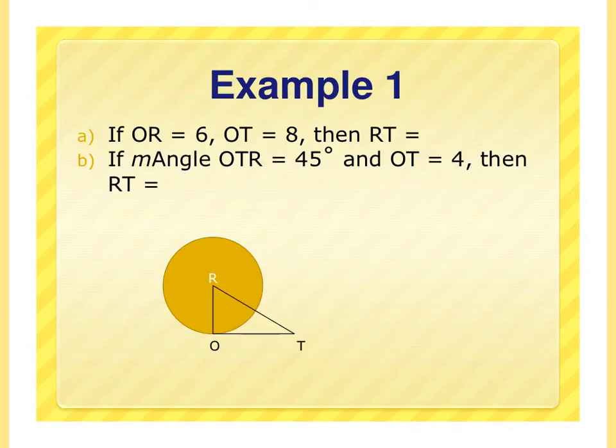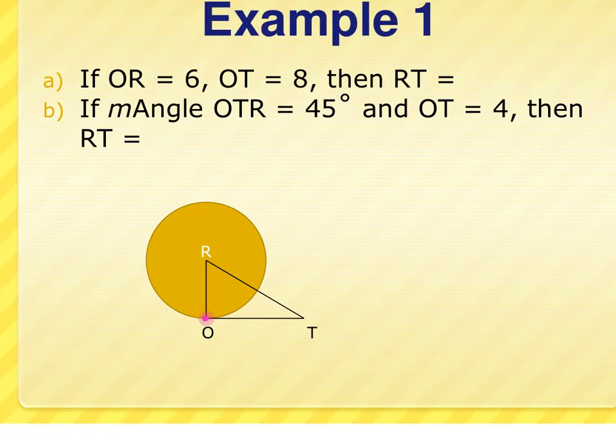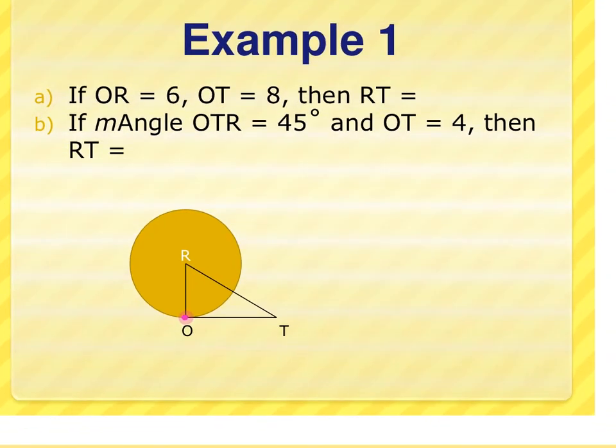All right, here's some application. It says if OR is equal to 6, oh, and this needs to be a tangent. The hardest part, to be honest, when I make these PowerPoints is getting this little spot to be exact. This is tangent. This is only intersecting it at one point, okay? So it says if OR is 6, that means that this is 6, and OT is 8. Then RT is what? So it wants to know this whole side here. So if OT is tangent to this circle, what other piece of information do you know just by knowing that it's tangent?